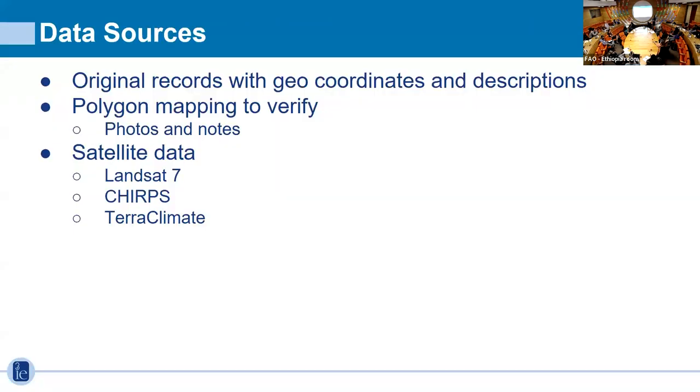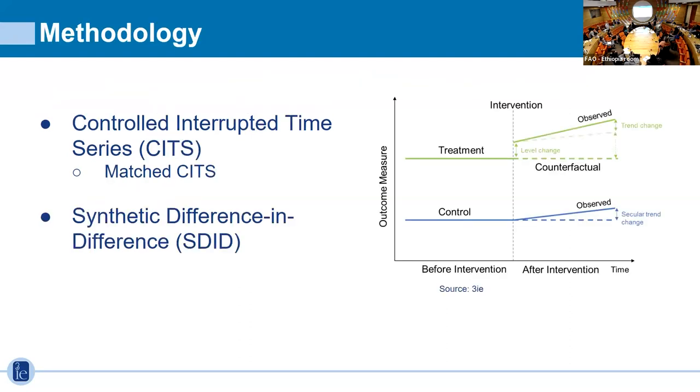So we used a variety of data sources. We had a process evaluation with records of those activities that were occurring and geo-coordinates with some descriptive information about those interventions. And then we mapped the perimeters around each intervention area, which was what I showed in the previous slides, and had photos and notes to go along with those polygons. And then our primary data source is satellite data that we extracted for each of those polygons, specifically from Landsat 7, CHIRPS, and TerraClimate.